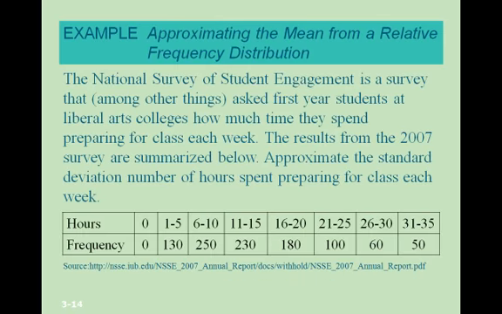So let's look at an example. We're going back to our National Survey of Student Engagement. So we see we have the same data. And here now we want to approximate the standard deviation of the number of hours spent preparing for class each week, whereas before we found the mean.